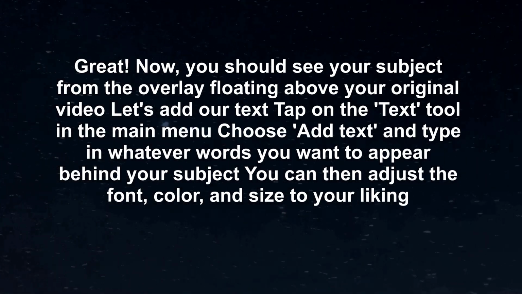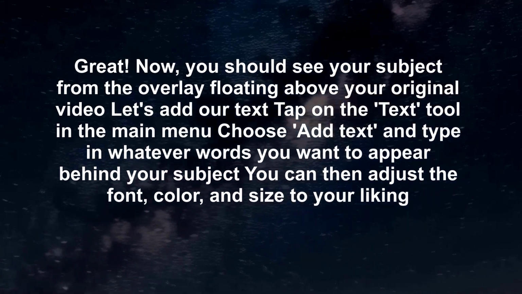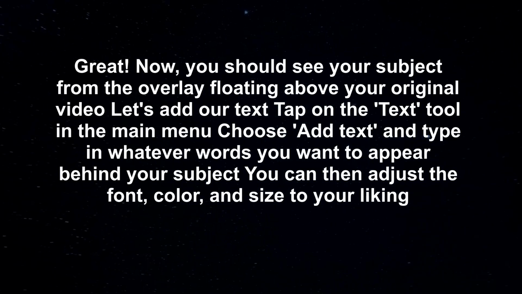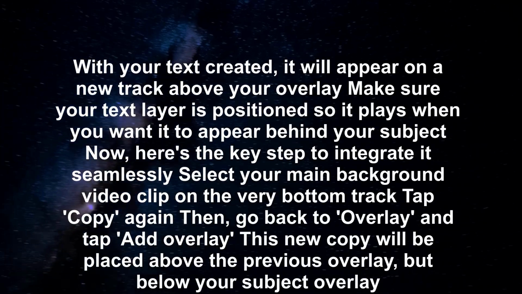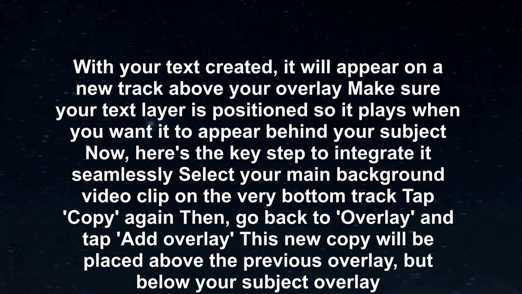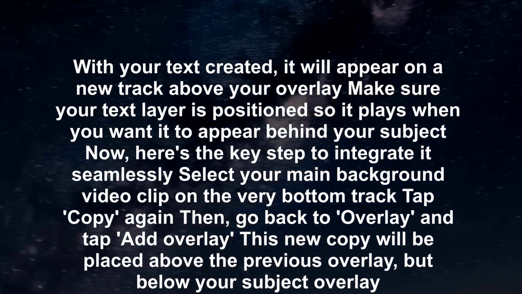Let's add our text. Tap on the Text tool in the main menu, choose Add Text, and type in whatever words you want to appear behind your subject. You can then adjust the font, color, and size to your liking. With your text created, it will appear on a new track above your overlay. Make sure your text layer is positioned so it plays when you want it to appear behind your subject now.